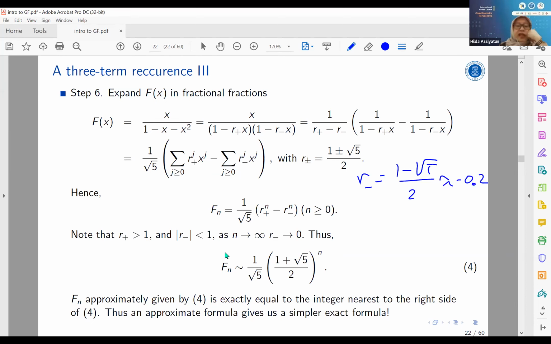If we take n quite big and goes to infinity, the second term will vanish, because the magnitude is less than 1. So from here we can approximate our sequence as this one, just using the first term here.